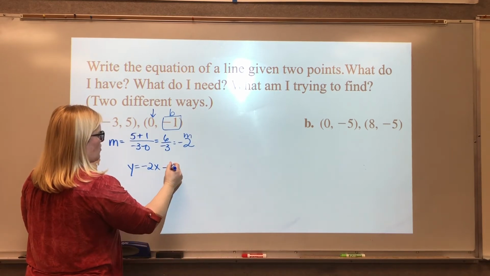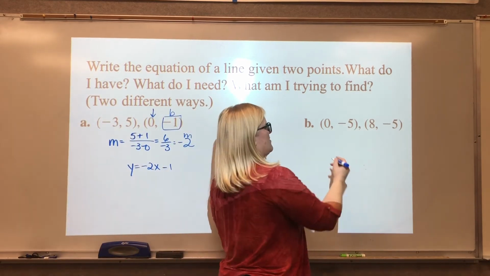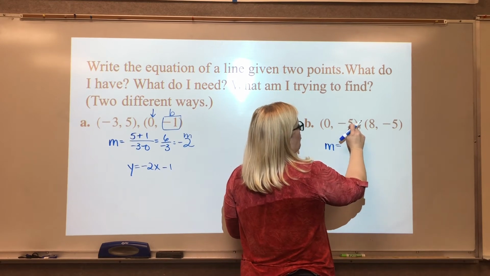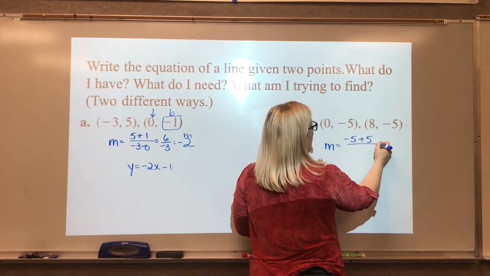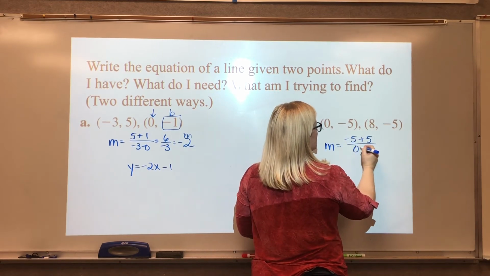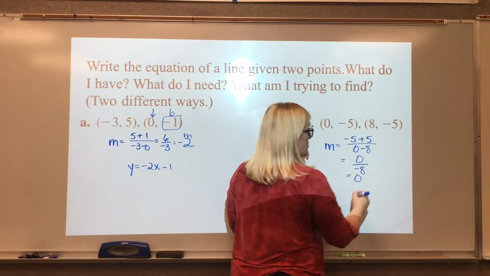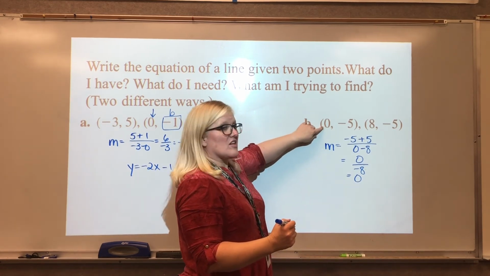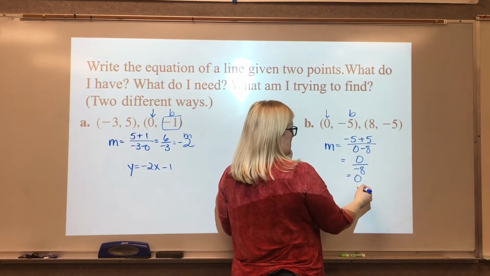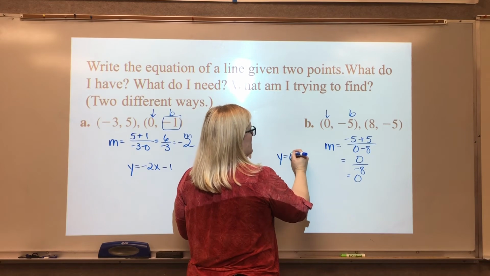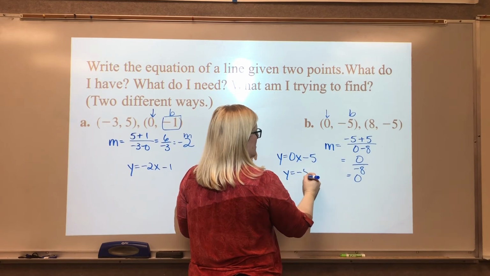Over here, again, we need to find the slope. So I'm going to do y minus y, negative 5 minus negative 5, over 0 minus 8. This gives me 0 over negative 8, which is 0. So that's my slope. And again, this is my y-intercept because of the 0 right here. So this is b, this is m. I write y equals 0x minus 5, and that translates into y equals negative 5.